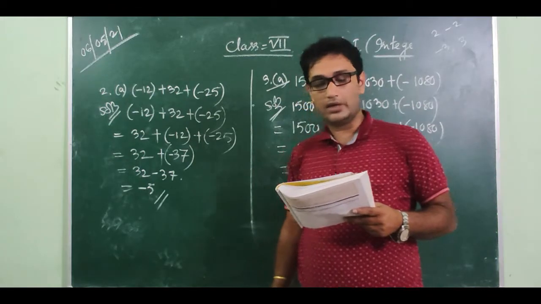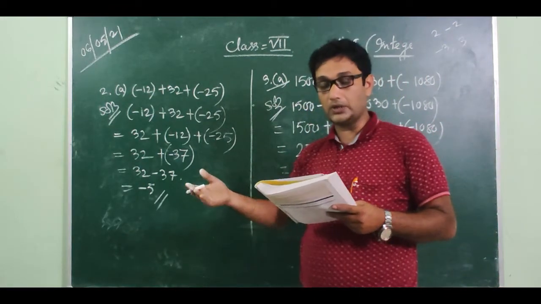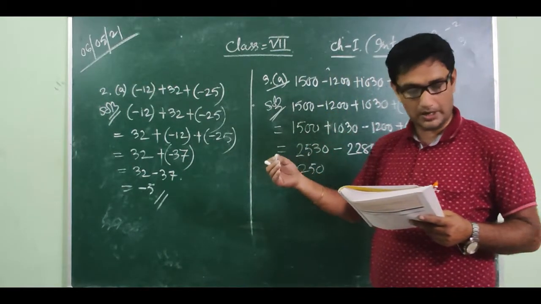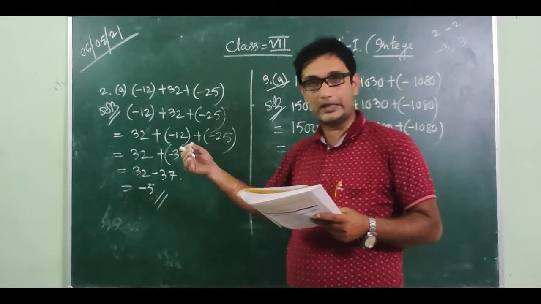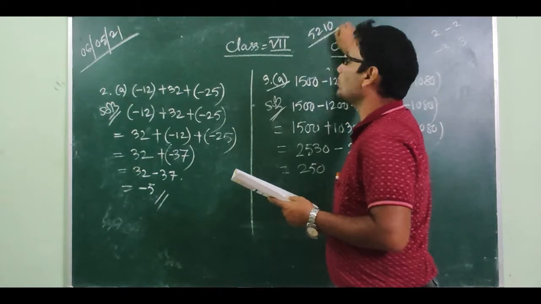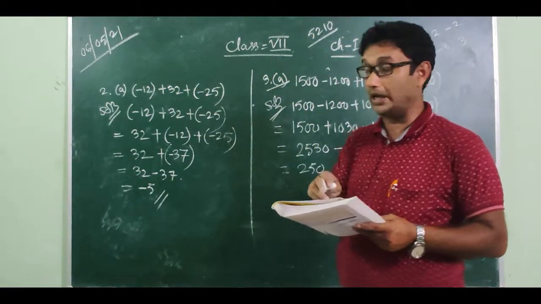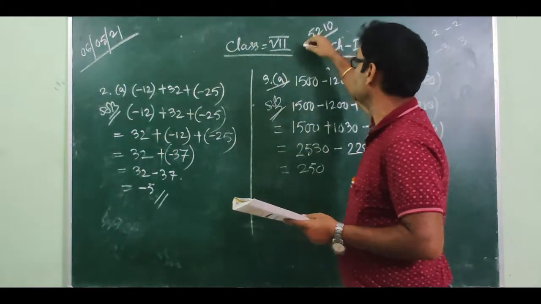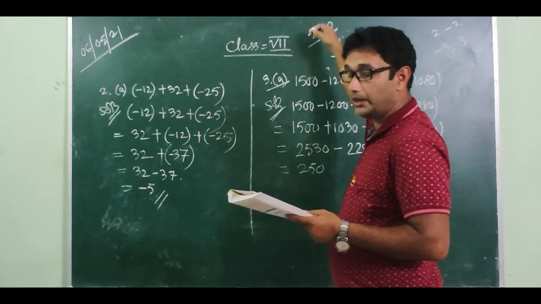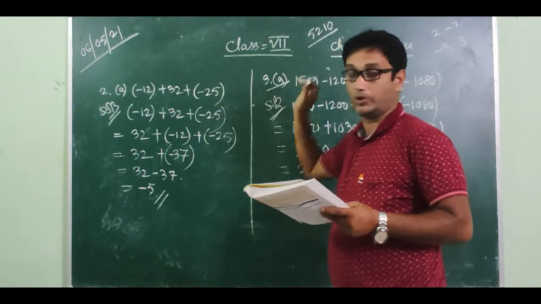First one is given minus 5210. So how will you write? You will write the additive inverse of minus 5210 is 5210 positive. Means in your question it is given minus 5210, so your additive inverse will be 5210 only. Positive you will write.